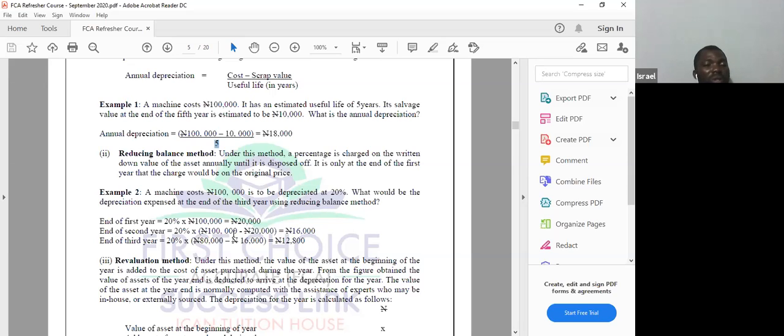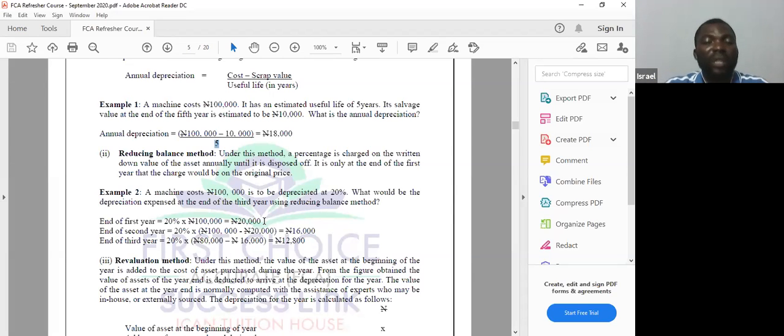Before the revaluation method, let us touch on the reducing balance. We have 20% times 100,000, which will give us 20,000 naira. So 20,000 naira is the depreciation for the year.